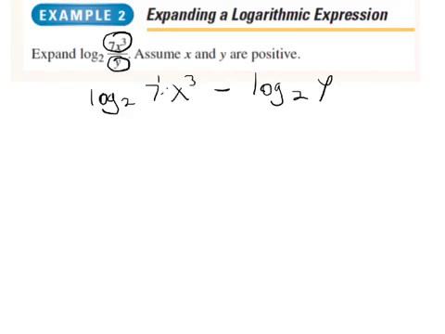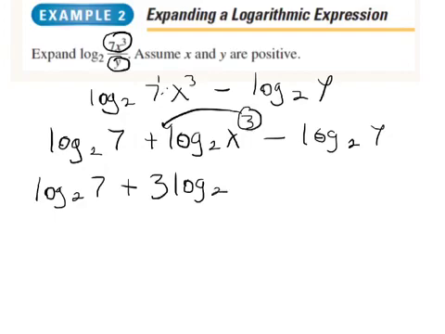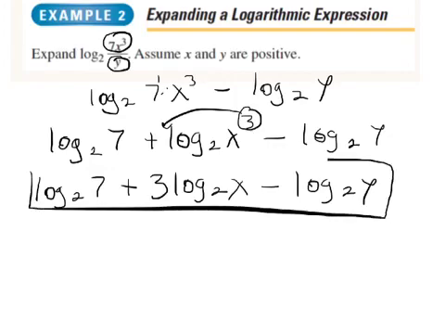So we're going to say log base 2 of 7 plus log base 2 of x cubed minus log base 2 of y. And now last but not least, we're going to bring this power down in front. And we're going to say log base 2 of 7 plus 3 log base 2 of x minus log base 2 of y. And we have our answer.